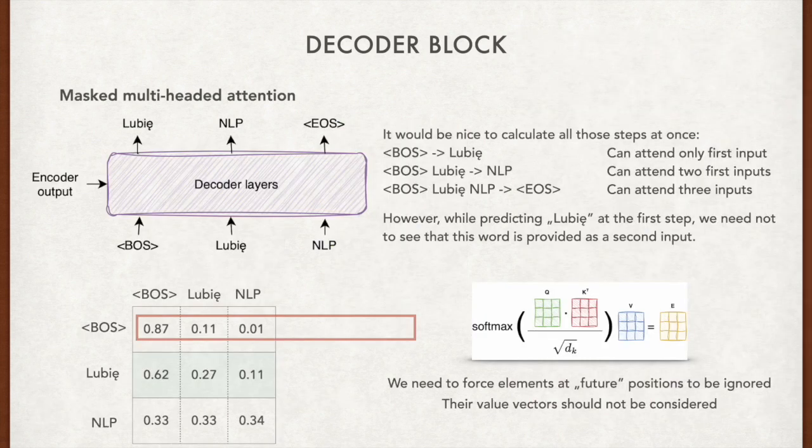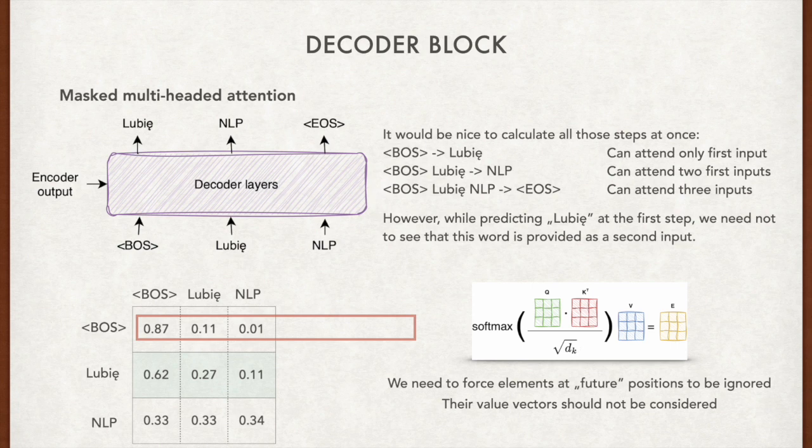So maybe we could parallelize each of the decoding steps during training. We know the sequence that should be produced at a given time step and what is the expected continuation, like the EOS token after the BOS, lubię NLP. Maybe we could even use some multi-head attention as described in the context of the encoder module. That might be a good idea, however, we have to be really careful.